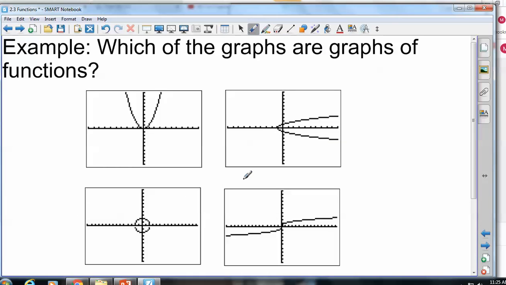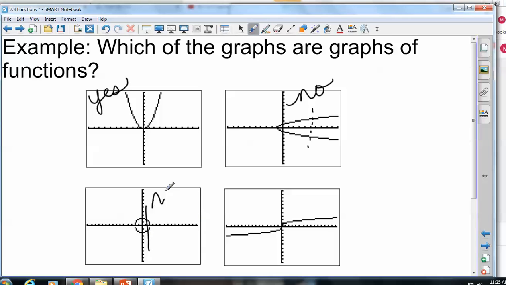So I'm going to look at some graphs and decide if they're functions or not. Would this first one be a function? Yes. No matter where I draw a vertical line, it's only going to touch the graph once. So yes, that one is a function. Is this one? No, because I can draw lots of vertical lines that hit this graph more than once.